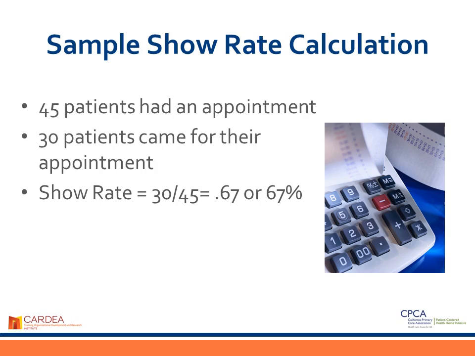To determine the show rate, we divide 30 by 45, which gives us 0.67 or 67% of the appointed patients came or showed for their appointment. This example has a show rate of 67%.